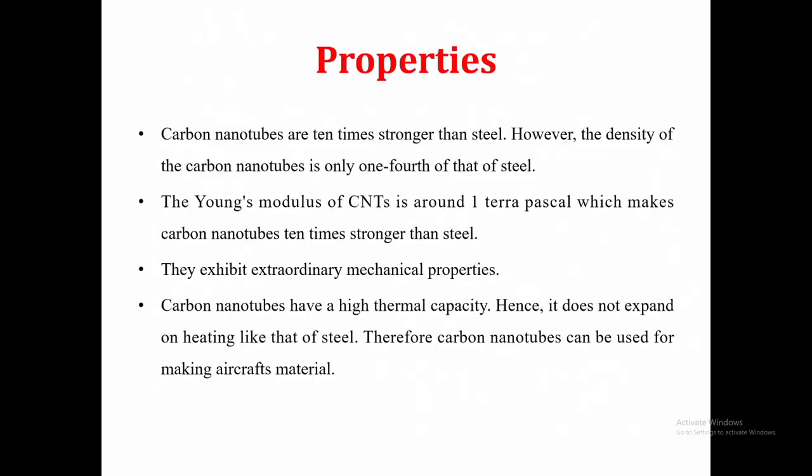Properties. Carbon nanotubes are 10 times stronger than steel. However, the density of carbon nanotubes is only 1/4 of that of steel. The Young's modulus of carbon nanotubes is around 1 terapascal, which makes them 10 times stronger than steel. They exhibit extraordinary mechanical properties. Carbon nanotubes have a high thermal capacity, hence they do not expand on heating like steel. Therefore, carbon nanotubes can be used for making aircraft material.